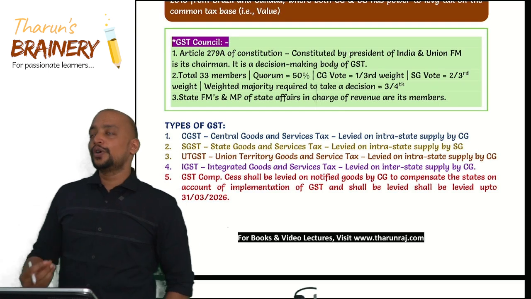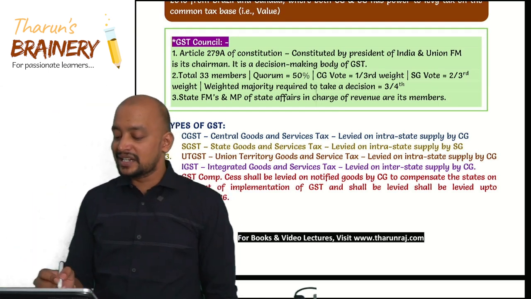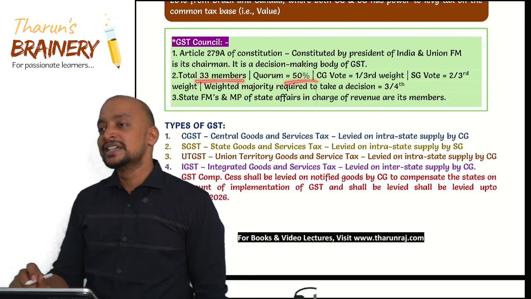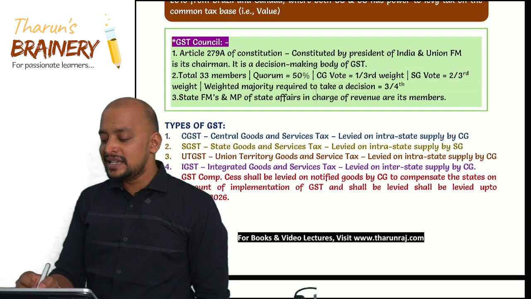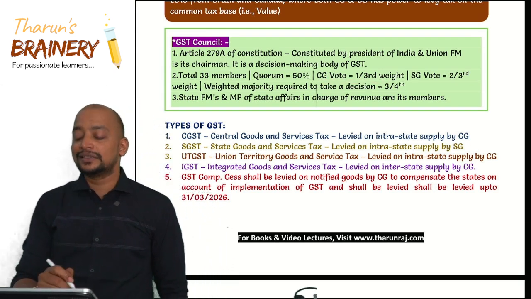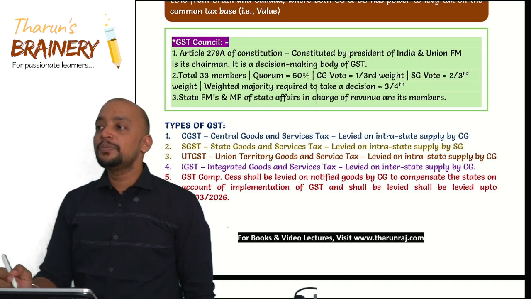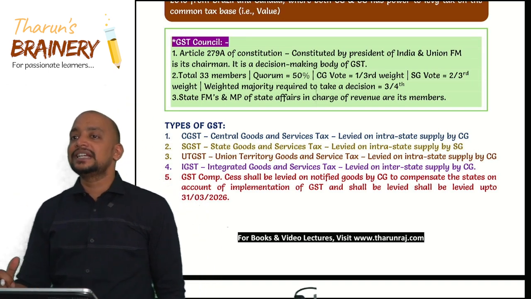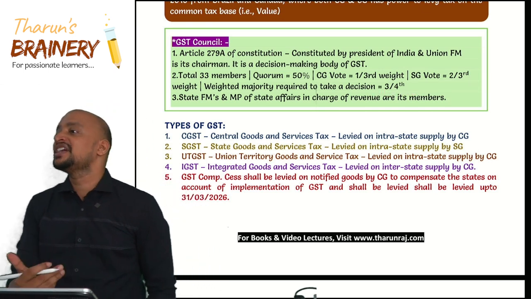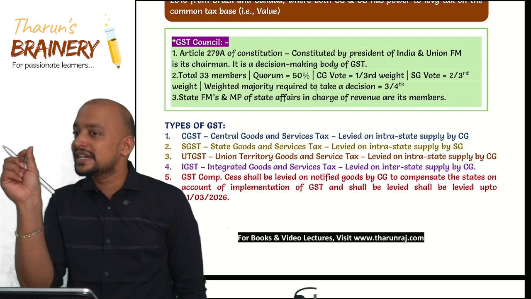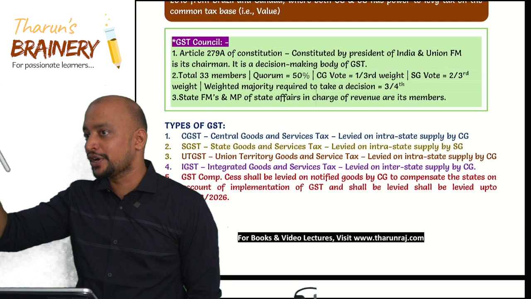And what is the quorum to call it as a valid meeting? 50%, which means 33 into 50% is 16.5, that is 17 members should be there. And in this, central government vote will have 1/3 weight and state government vote will have 2/3 weight. And what should be the weighted majority to take any decision? There should be a 3/4 weighted majority. 3/4 means 75%. See, these are the key points that will be tested in MCQ. That's why my discussion is focusing on those points only.